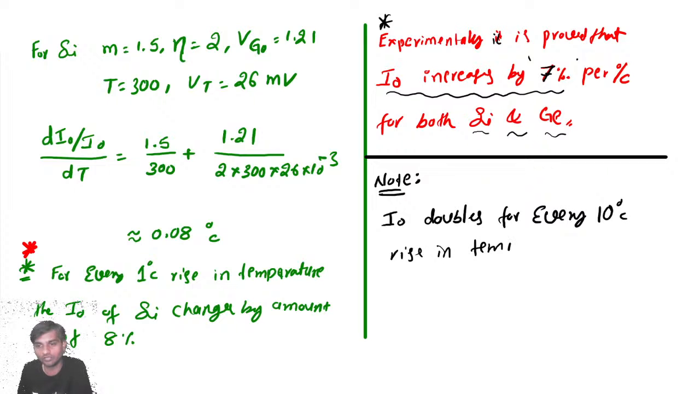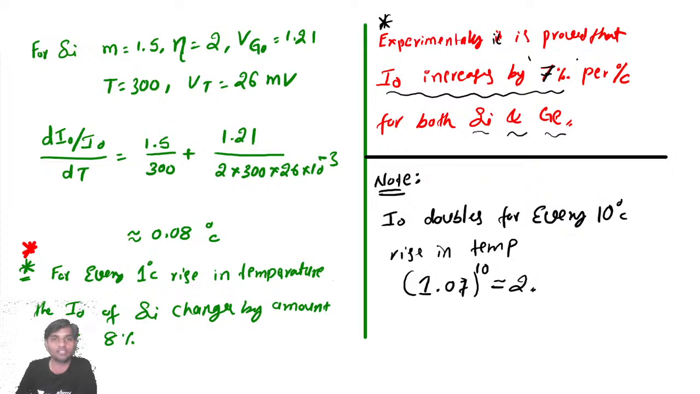How, sir? For every 1 degree, how much is it increasing? 7% means simply 1.07 to the power 10. How much will you get? Approximately you'll get 2. So for every 10 degree rise in temperature, reverse saturation current doubles.